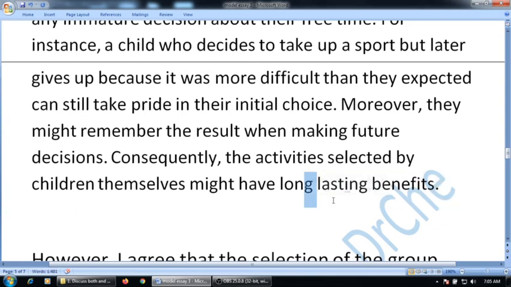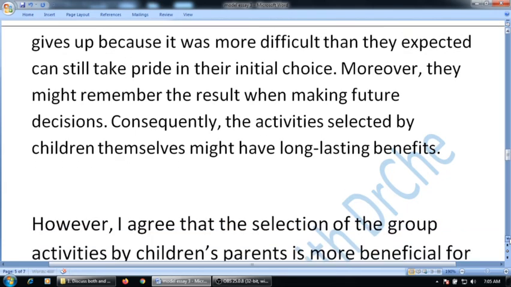We use a hyphen. This is a double adjective, long-lasting. We use a hyphen with long and lasting. Long-lasting benefits, and they come before a noun, so we will use a hyphen. Go to my grammar course, and there is a complete video on the use of hyphen. I will teach you everything about hyphen.